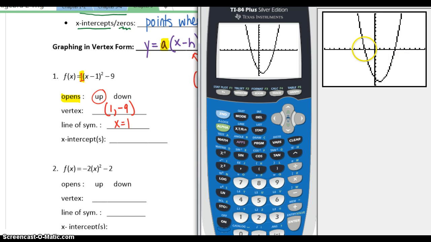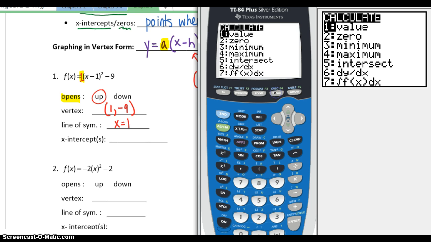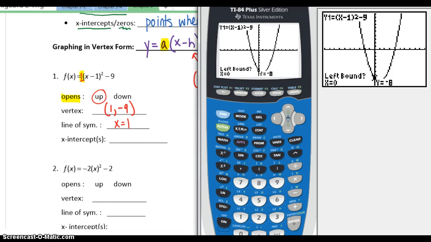I'm going to find one of them at a time, so this left one I'll find first. In order to find it, we're going to go second, trace, and see how one option is 0. Remember, that's the same thing as an x-intercept. So I'm going to go down to that option. The first thing it asks you is left bound. That means they want your cursor to be to the left of the 0 you're trying to find, or the x-intercept. So I'm going to move my cursor all the way to the left of that x-intercept and press enter. Now it wants a right bound, so I'm going to move it to the right of my x-intercept. When it says guess, you can just press enter because it'll be able to find it. And there is our first x-intercept, or 0: (-2, 0).